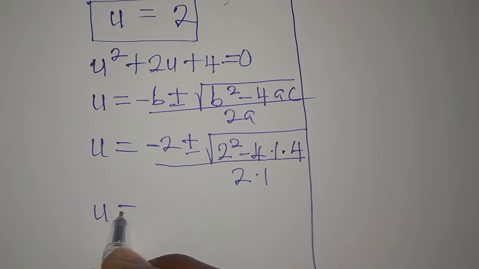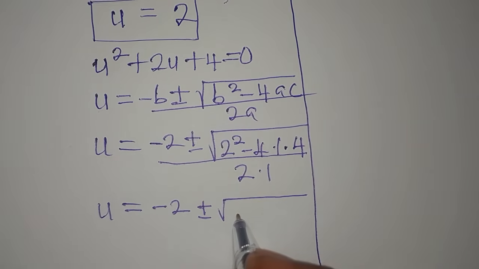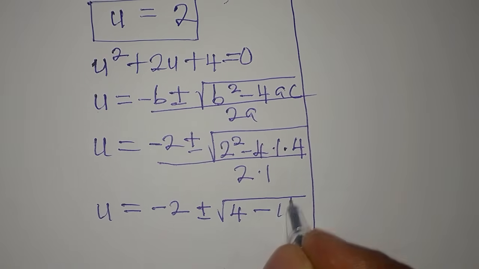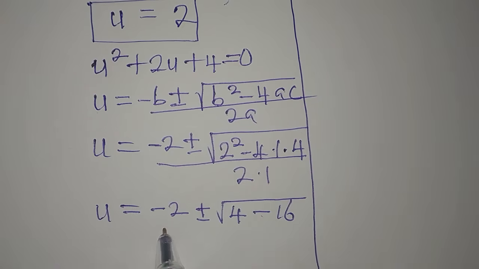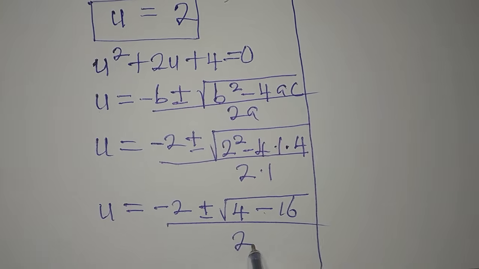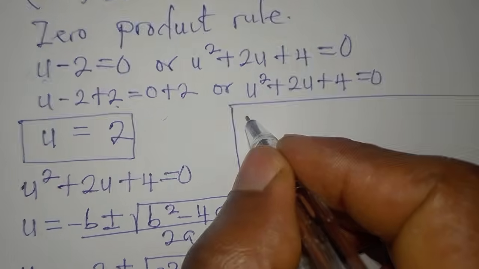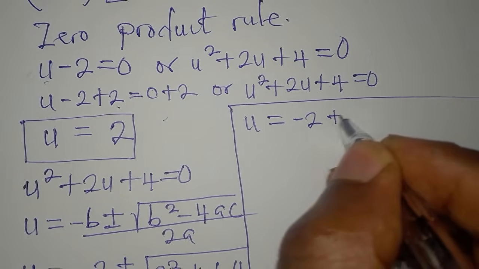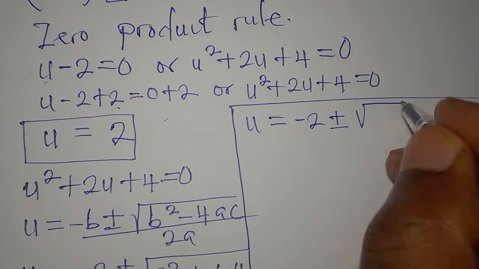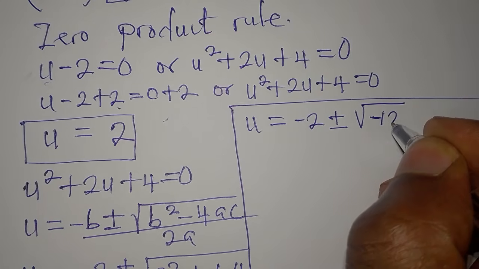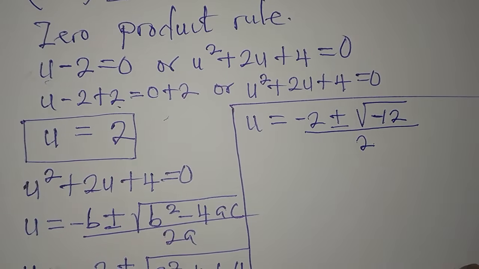And u is equal to minus 2 plus or minus the square root of 2 squared. 2 squared is 4, then minus 16. 4 times 1 times 4 is 16, so this negative is here. Divide by what? 2 times 1, which is 2. Now let's continue from here. So our u will now be minus 2 plus or minus. We had 4 minus 16 before, and that will give us the square root of minus 12. 4 minus 16 will give minus 12. Then this is over 2.